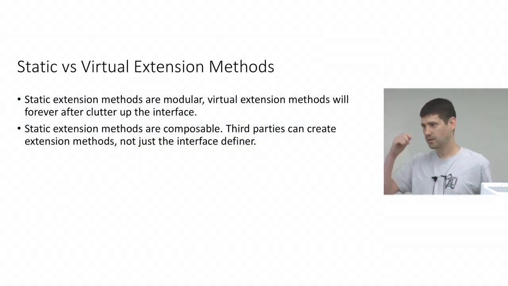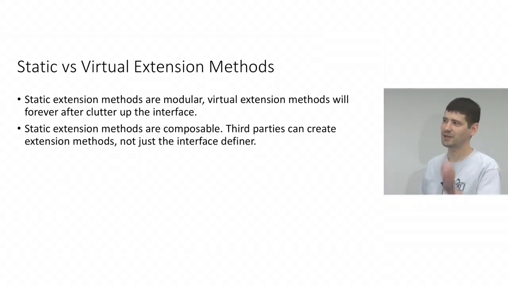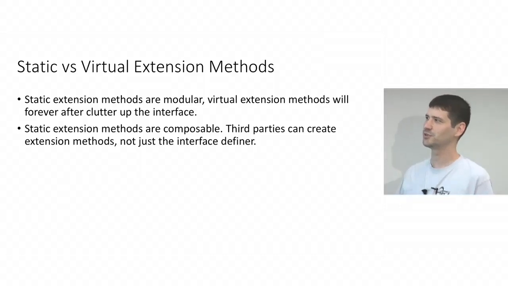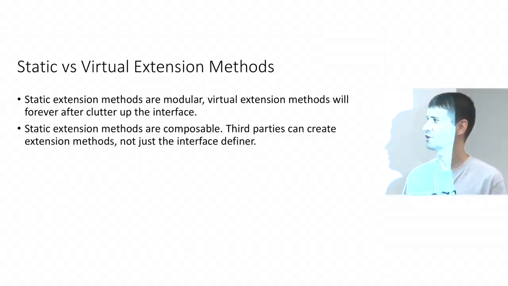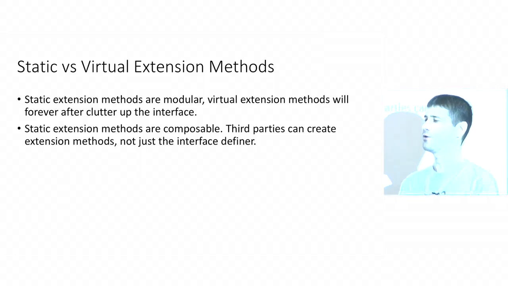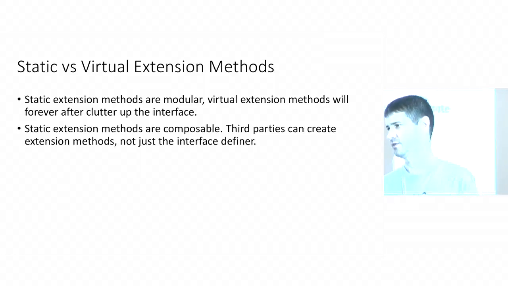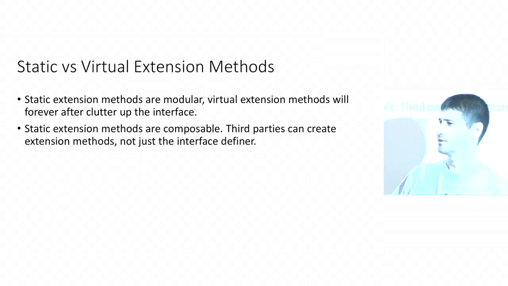On the Lambda static versus virtual extension methods, I want to add a few words, because here I have a very strong bias, because virtual extension methods are going to really suck for IKVM. I'm probably not going to change your mind, but I want to argue some case for static extension methods. Virtual extension methods are really nice, but static methods have a very nice added feature in the fact that they're composable. And you're not stuck with them for all eternity. Virtual extension methods will forever and ever clutter up the interface. That's just something I wanted to say.